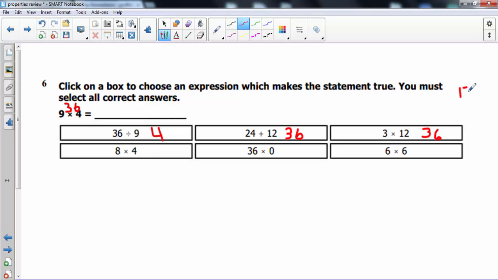And if you didn't already know your 12's facts, of course you could do a 2 by 1 digit problem to solve that. 8 times 4 is 32. Counting by 4s, you could figure that out. 36 times 0 is 0. 6 times 6, 36 lollipop licks. So we can see that we have 1, 2, 3 choices that we would choose, and then 3 that we would eliminate.